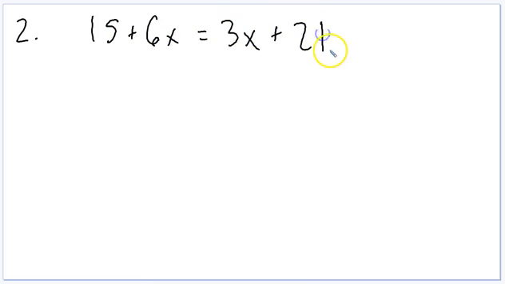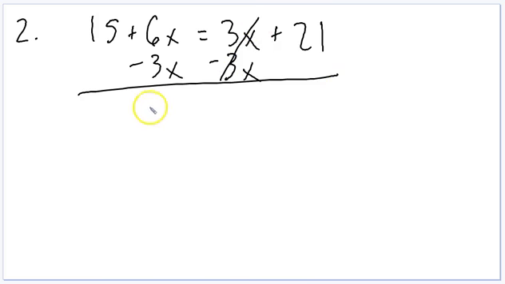Number 2. The question is 15 plus 6x equals 3x plus 21. So we want to keep the variable positive, so we're going to take this 3x and bring it over here. That's gone. I'm going to get 3x. I'm going to get 15 plus 3x equals 21.